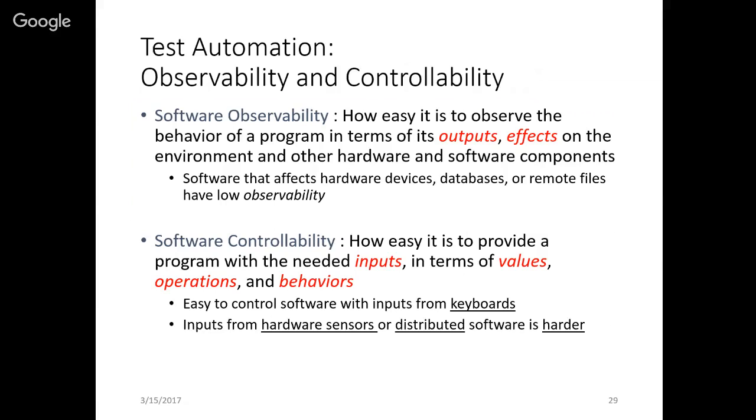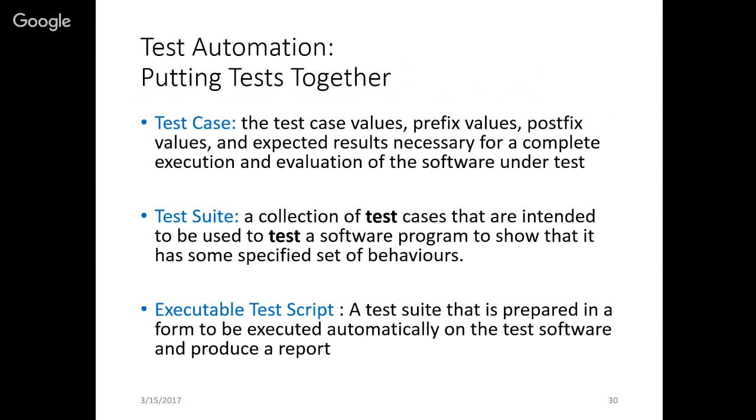Controllability is difficult because there are lots of things involved. It is easy to control a system that only takes input from the keyboard, but when a system depends on other factors such as sensors or distributed software, this can be much harder. So you have to think about testing a system, not just unit testing. Unit testing is sometimes easy, but when you integrate things together, it becomes much harder because the dependencies increase.